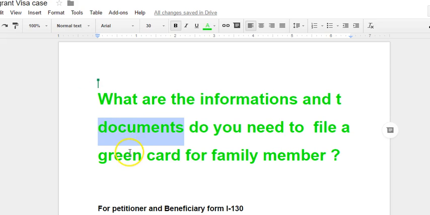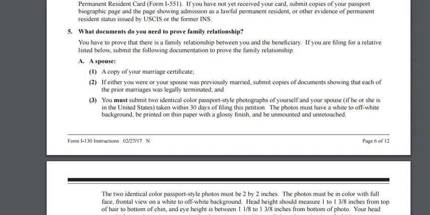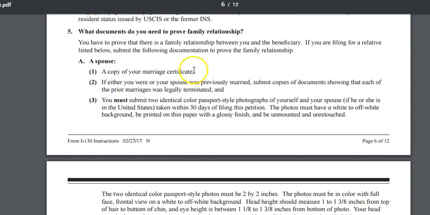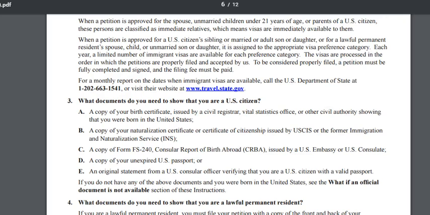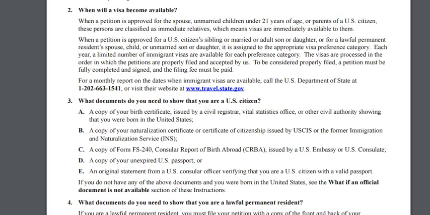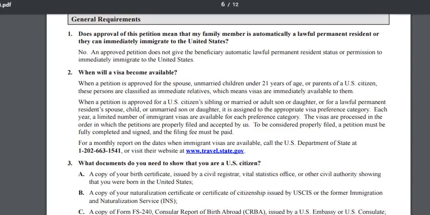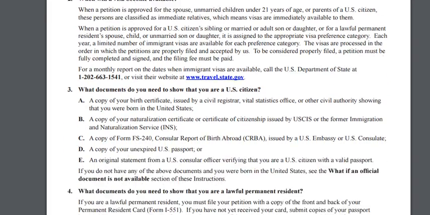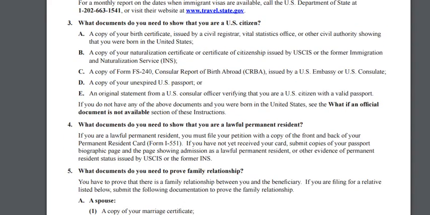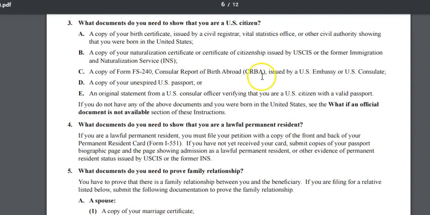We want to talk about the documents that you will need to submit. What kind of documents will you need to submit? First of all, you will need to submit documents that explain exactly if you have the right to file a petition. Two kinds of people have this right.